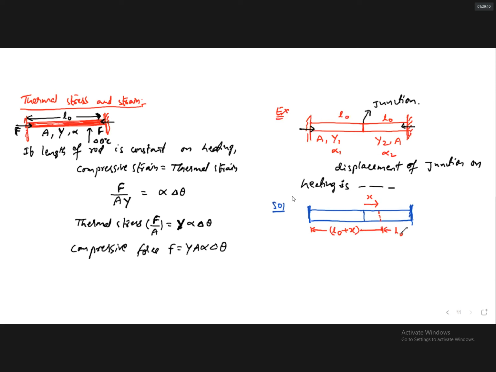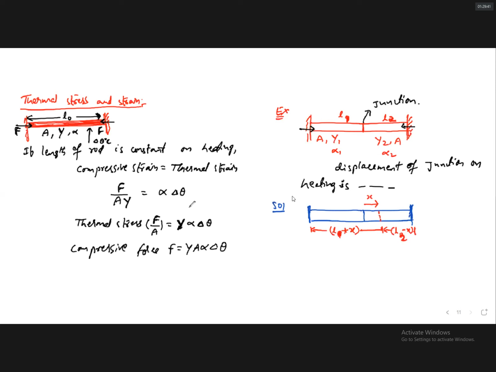This length becomes L0 minus x. But here, the original length of the rod remains the same, 2L0, because they are fixed between two supports. Then, for simplicity, you can assume these are L1 and L2. So this is L1 plus x and this should be L2 minus x.